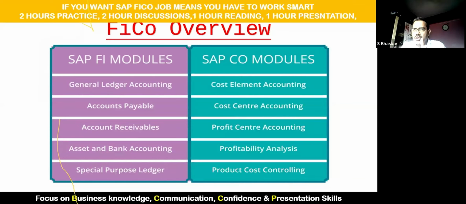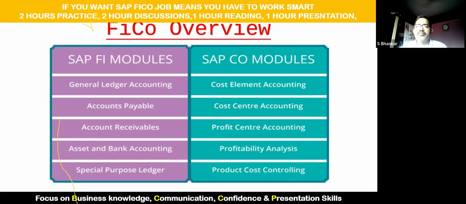Okay. So to address internal management and internal reporting, we are using certain concepts like cost element accounting, cost center accounting, profit center accounting, profitability analysis, and product costing. By using all these submodules, we are able to prepare our internal reporting. General ledger accounting, account payable, account receivable, asset accounting, bank accounting, and special purpose ledger are used for external reporting, while these are used for internal reporting.